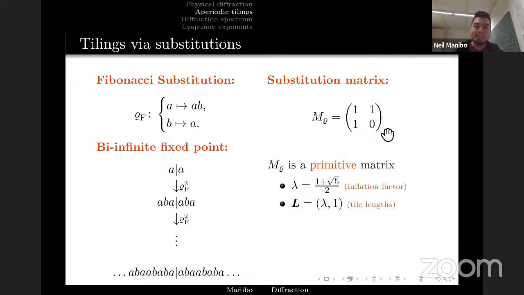So a standing assumption for substitutions is that we normally assume that it's a primitive matrix. It means that there's a power, a positive integer n, such that M to the n is a positive matrix. Now, if you have primitivity, then you get from standard Perron-Frobenius theory that this matrix admits a unique eigenvalue of maximum modulus. In this case, it's (1 plus square root of 5) over 2. And to that eigenvalue, you get a left eigenvector with strictly positive entries.